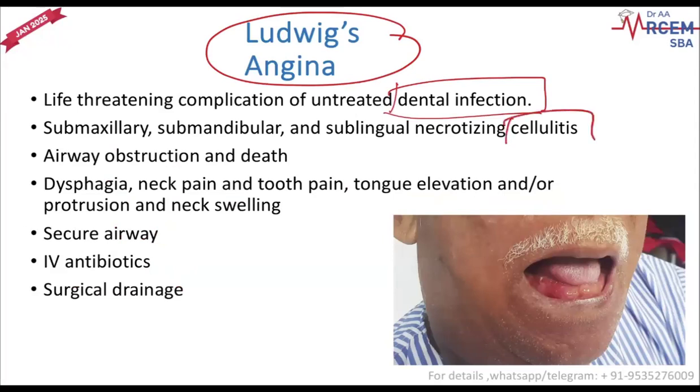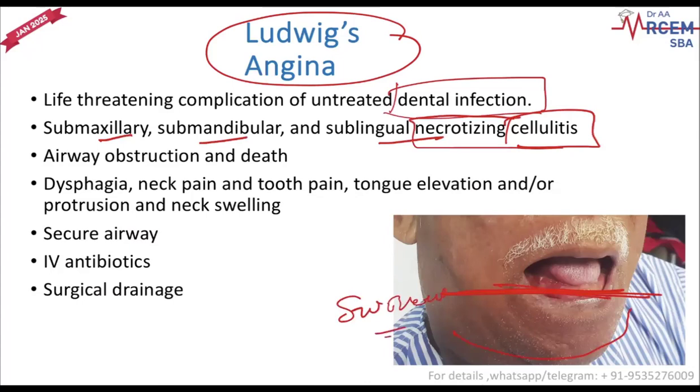This is nothing but cellulitis of the spaces present below the tongue. So what are the regions? Submandibular, submaxillary, and sublingual regions have cellulitis. This is not a normal cellulitis. It is a necrotizing cellulitis. Because of the infection, swelling develops and it pushes the tongue upwards. As the tongue is pushed upwards, airway obstruction can happen. This can even lead to death.